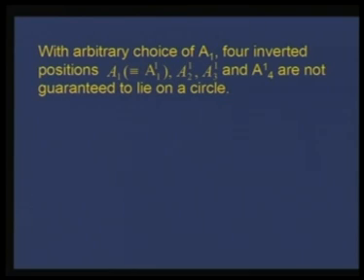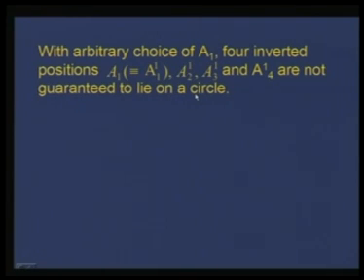Now, with arbitrary choice of A1, 4 inverted positions of A1, that is say A11, A21, A31 and A41, there is no guarantee that they will lie on a circle. Then I cannot determine the desired location of B1.